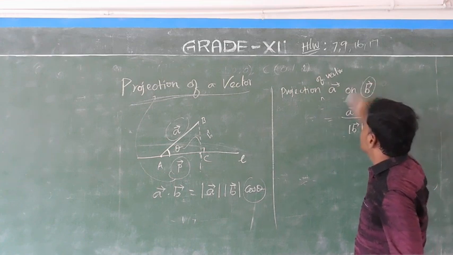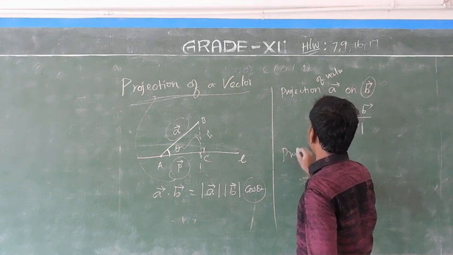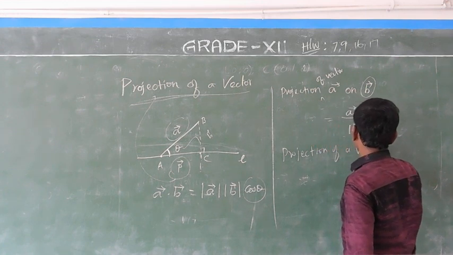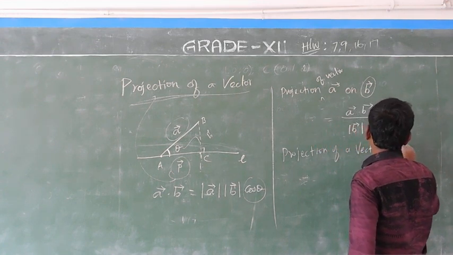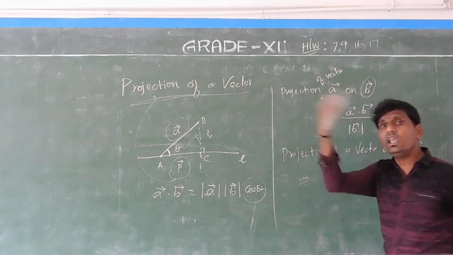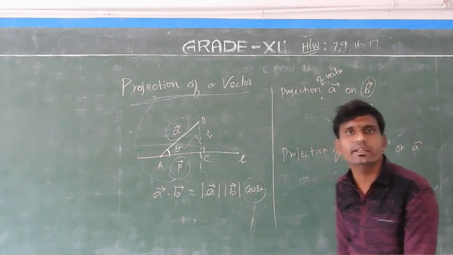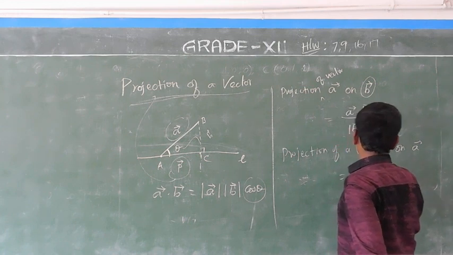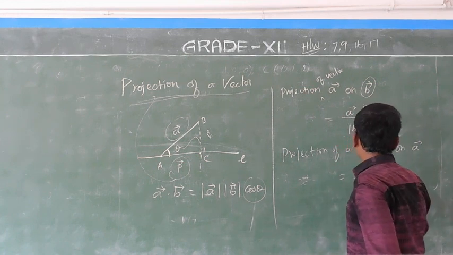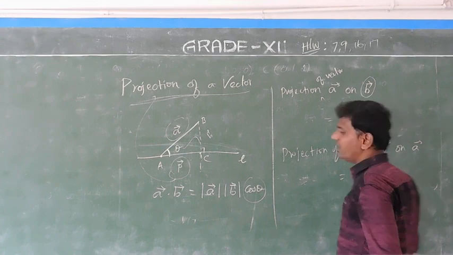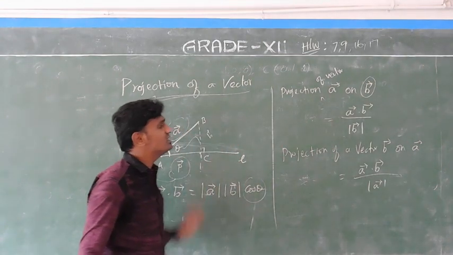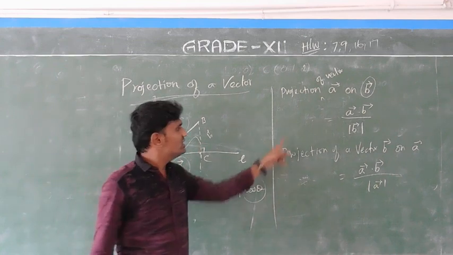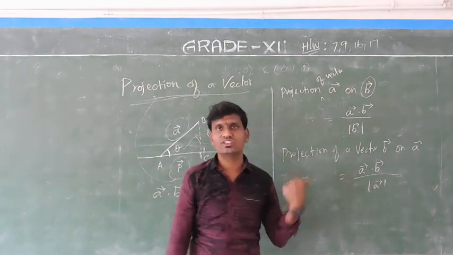Okay, a on b. Suppose the question is asking for the projection of b vector on a vector. If b on a, what do you mean by this? B on a is equal to the same a dot b, it will not change. But in the denominator you have the modulus of a vector. So this is your projection of the vector b on a. So these are the two formulas. Just you have to see that.